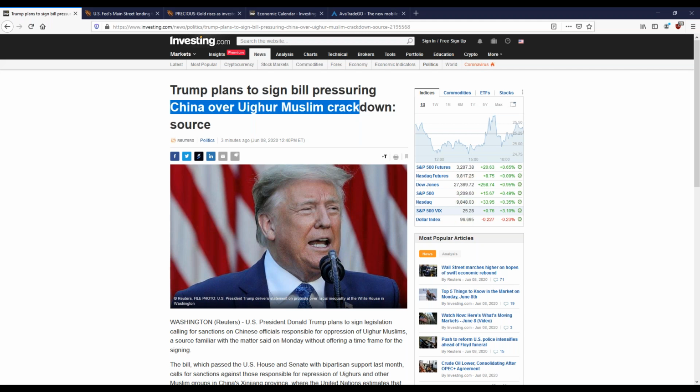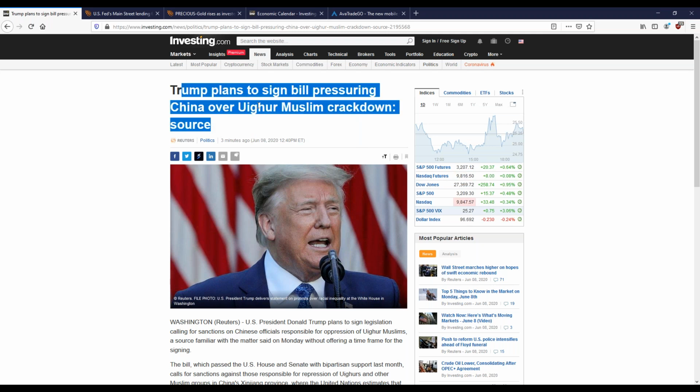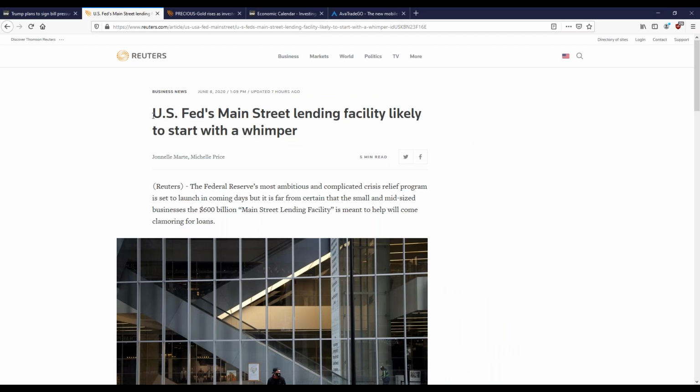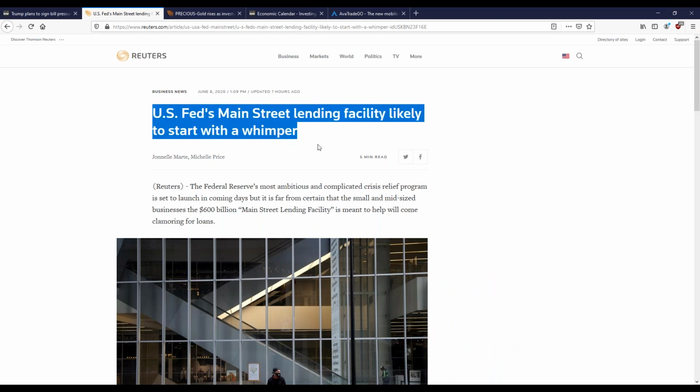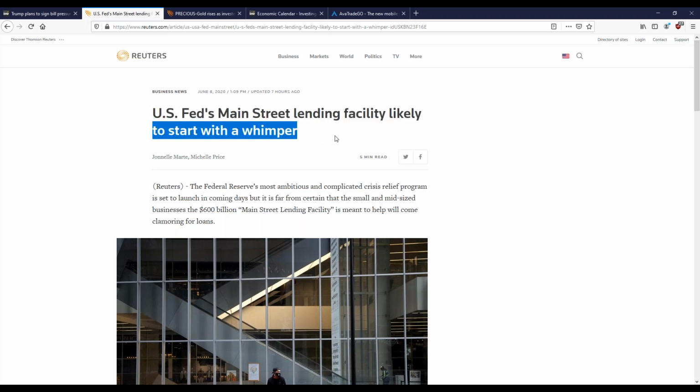Grace, the easiest way to recognize there's fear on the market is that the volatility index is green. It's up, okay? If this is up 3% like it is, it was nearly 4% up a while back, that tells you there's fear on the market. And then we start to look at the headlines, and you see a negative headline here about the US and China. We see another negative headline here: US Fed's Main Street lending facility likely to start with a whimper. If you dig into this article, you'd think, wow, the US government has all kinds of lending and loans available because of the pandemic.